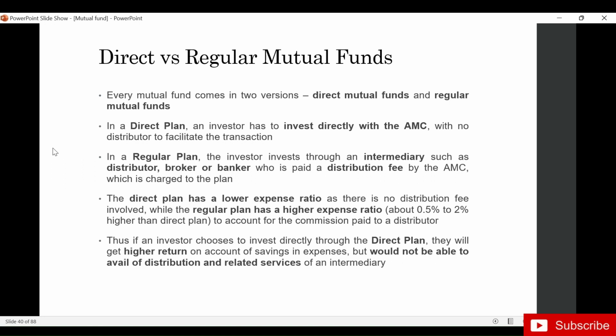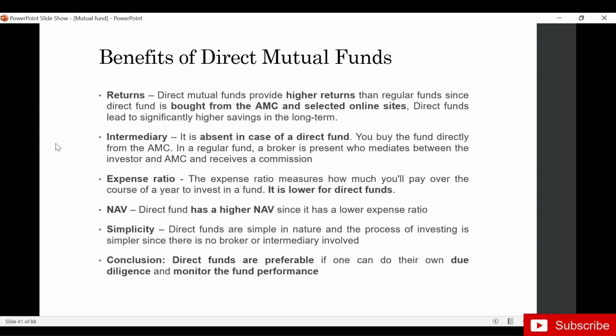Thus, if an investor chooses to invest through the direct plan, he will be able to get higher returns because he is saving in expenses. He is paying a lower expense ratio, but he will not be able to avail the distribution and related services of the intermediary, which he would be getting if he invests with a regular plan. So let us now talk about the key benefits of direct mutual funds.